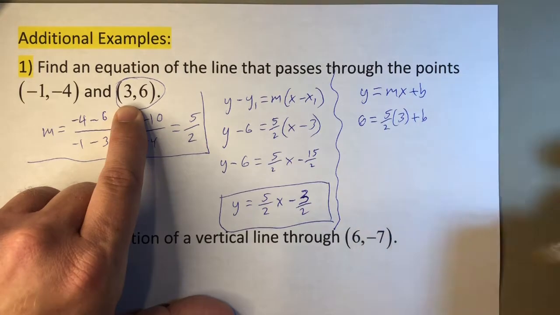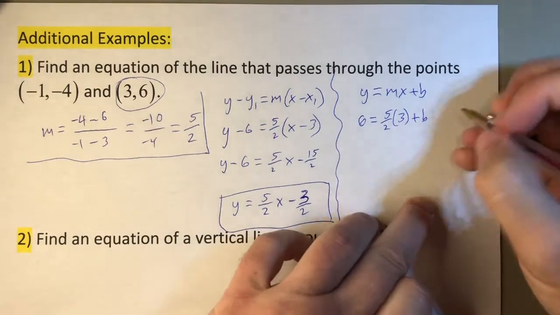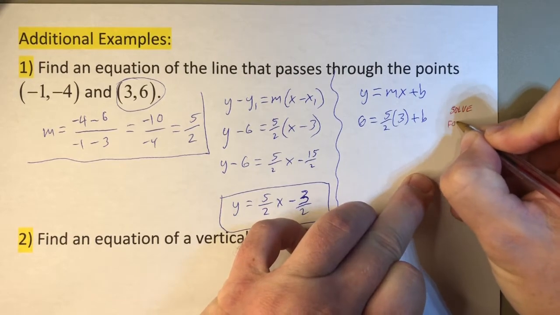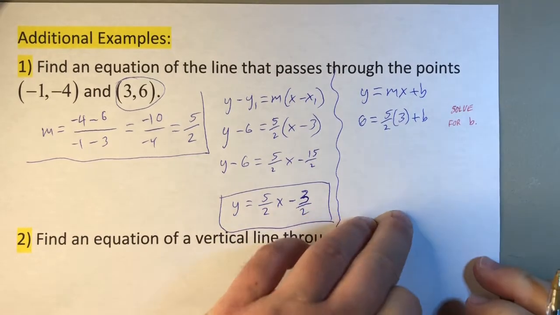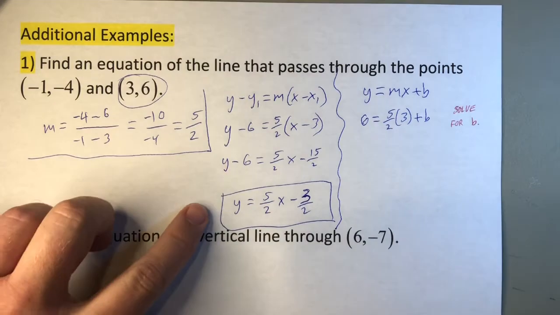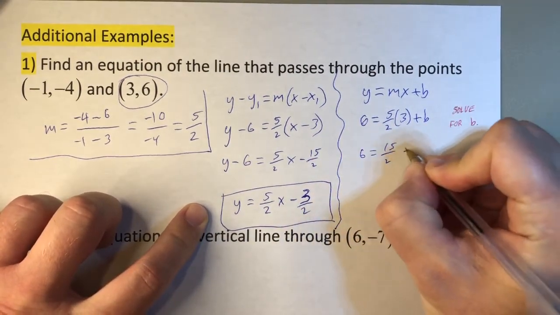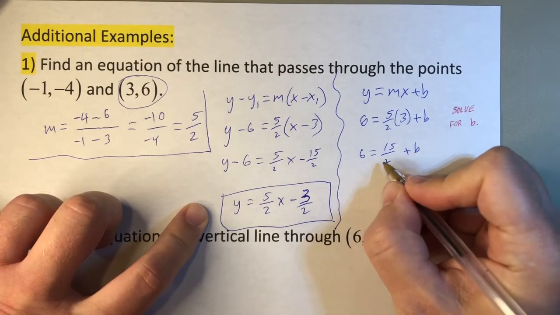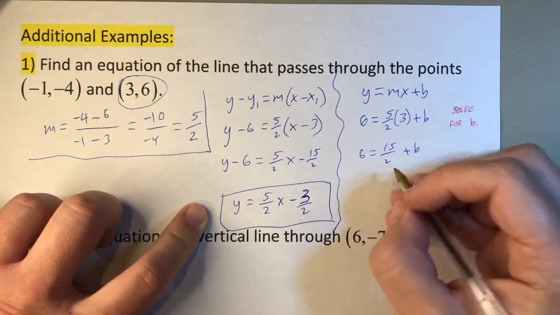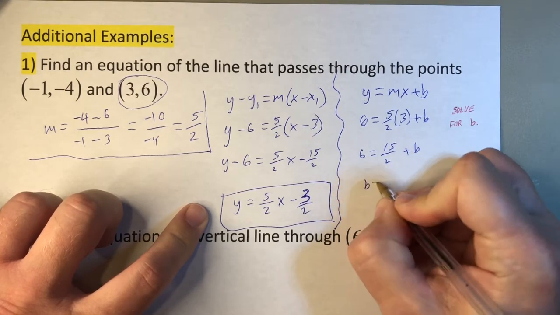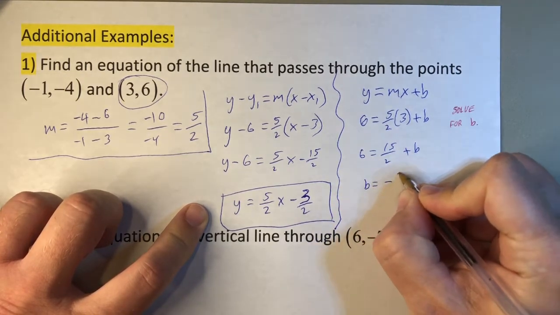And then what do we got to do here? Doing it this way, we have to do what? We have to solve what? Solve for b, okay? This is my preferred way of doing it. All right, so we get 6 equals 15/2 plus b. Now, if we subtracted 15/2 from both sides, 6 minus 15/2 would give us b equal to -3/2.